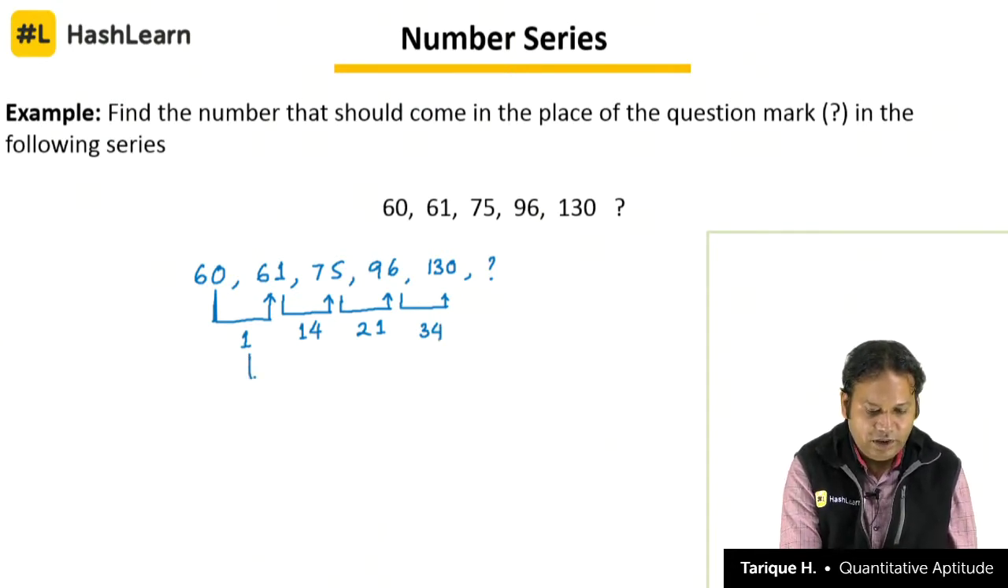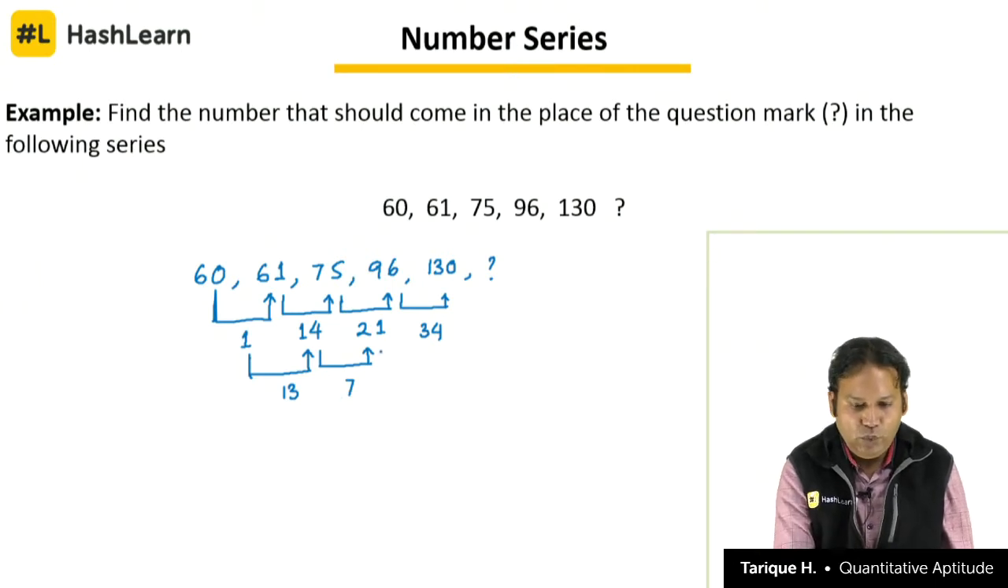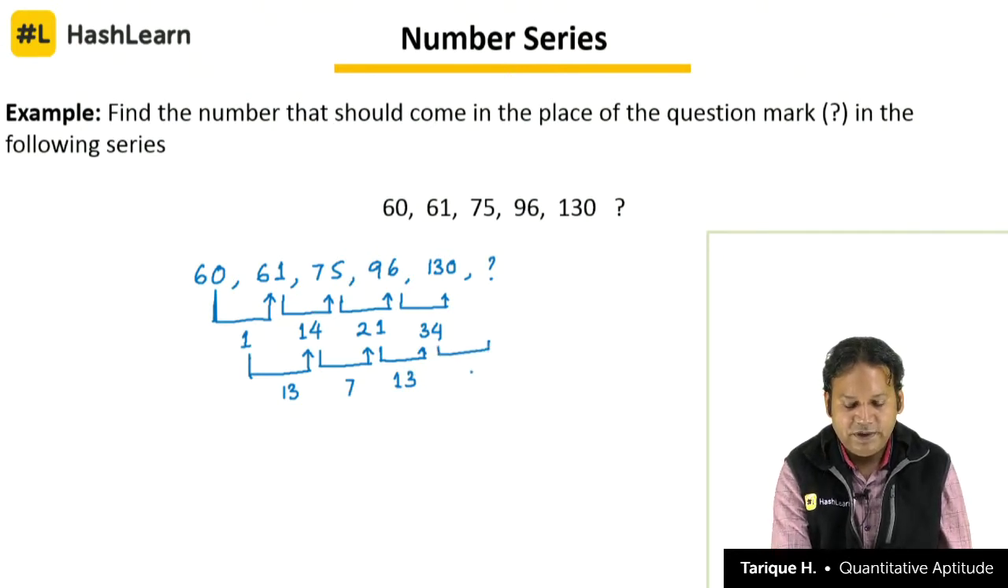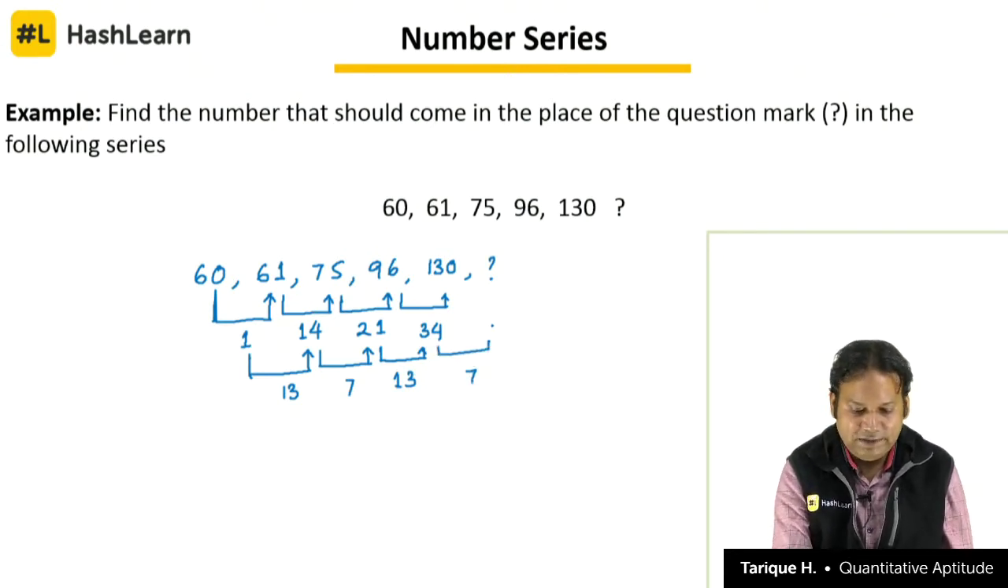See, 1 and 14, the difference is 13; 14 and 21, the difference is 7; and 21 and 34, the difference is 13. So can you see a cyclicity is there in the difference: 13, 7, 13, so the next one should be 7. 34 plus 7 is 41, and 130 plus 41, the answer is 171.